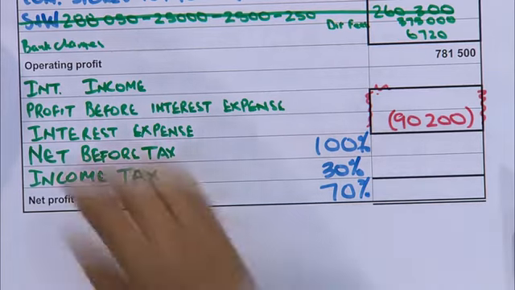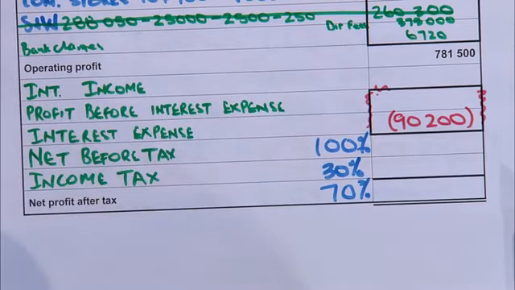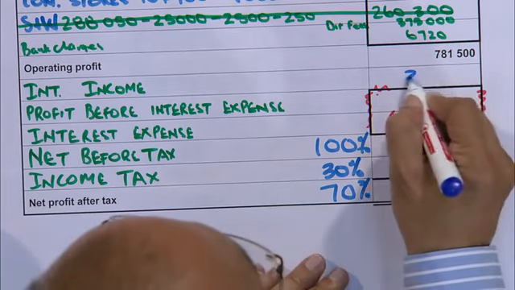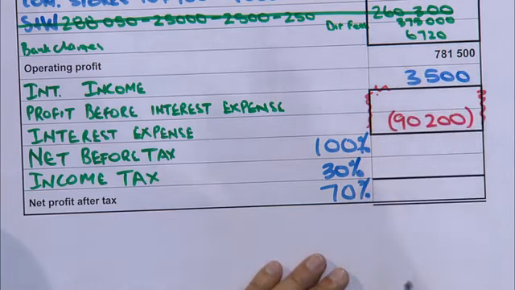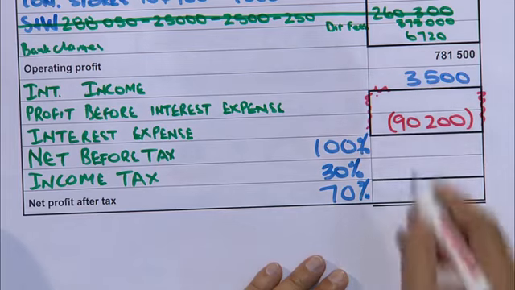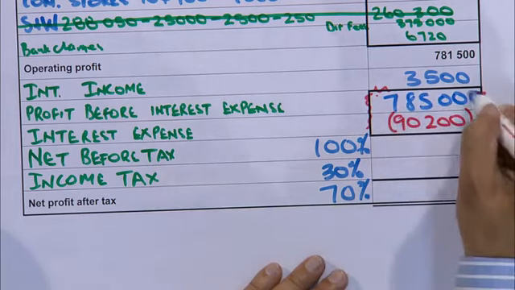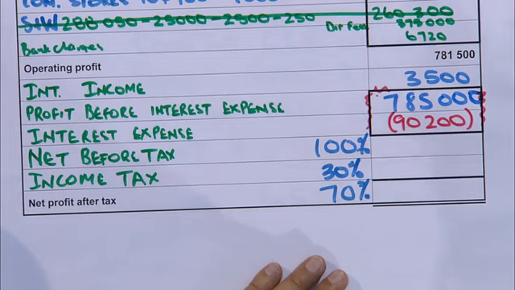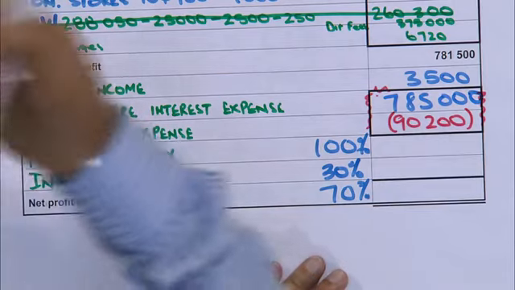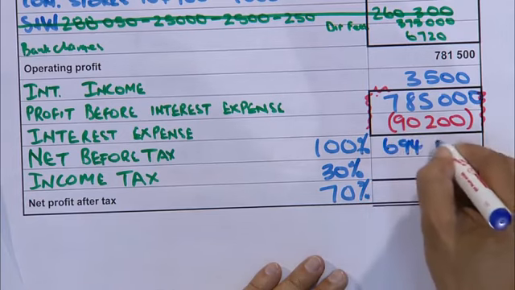Then it just says there's interest income of 3,500. Okay. Now we can add. We take the 781,500 plus 3,500, which gives me 785,000. Take away the 90,200, which gives us an answer of 694,800.